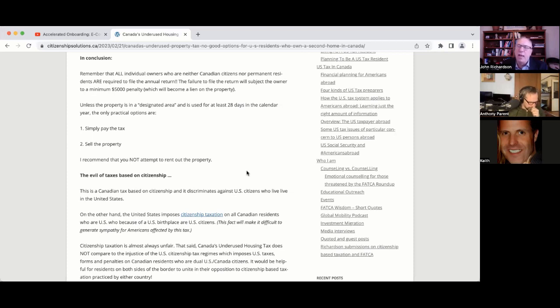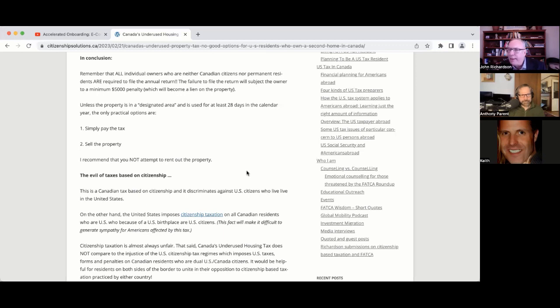My advice to U.S. citizens who own properties in Canada and are caught in this would be, in no particular order: number one, I promise you are not going to be able to manage the compliance on your own, so get help. Number two, understand that you do have to file this return, and there's a $5,000 minimum penalty, and they're just going to put a lien on the property. So you're not really going to be able to ignore this problem.